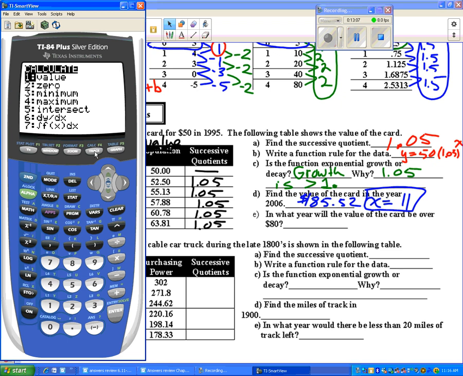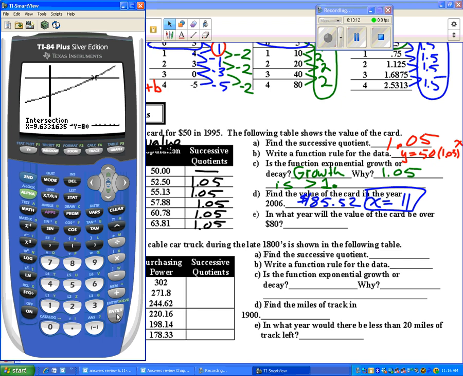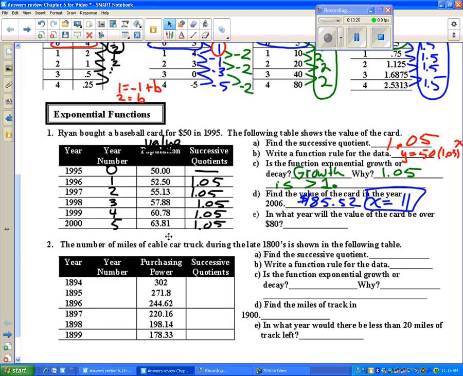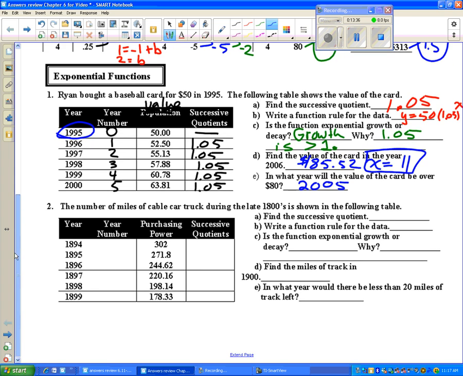Second trace to go to the calc menu. Number 5 is intersection. Enter 3 times. I get 9.6. And what year was the value over 80? Well, at 9 years, it's not over 80, but in 10 years, it's over 80. So I found the answer in either the table or in the intersection in the graph. But 10 years is not the year 10. It's the year 2005. I actually have to add it to 1995.